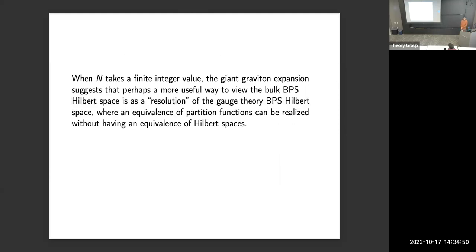When n takes a finite integer value, the giant graviton expansion suggests that perhaps a more useful way to view the bulk BPS Hilbert space is as some resolution of the gauge theory BPS Hilbert space, where an equivalence of partition functions can be realized without having an equivalence of Hilbert spaces at finite n. So a question that's in progress is whether there is an explicit bulk mechanism for the effective minus 1 to the k.